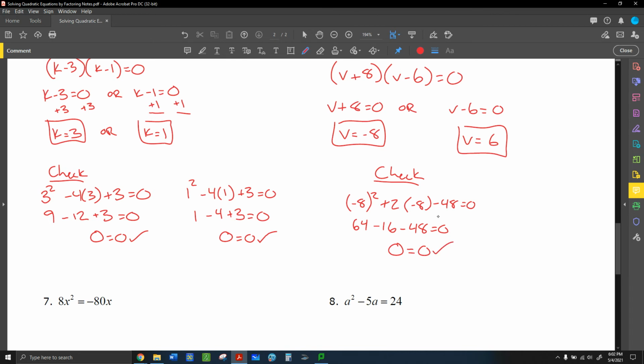So that checks out. Plugging in 6, we have 6 squared plus 2 times 6 minus 48 equals 0. 6 squared is 36 plus 2 times 6 is 12 minus 48 equals 0. And 36 plus 12 minus 48 does also equal 0. Both of these solutions check out.